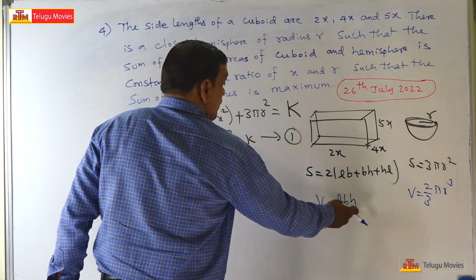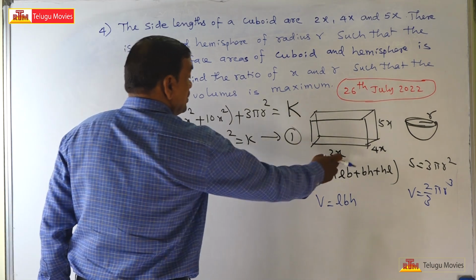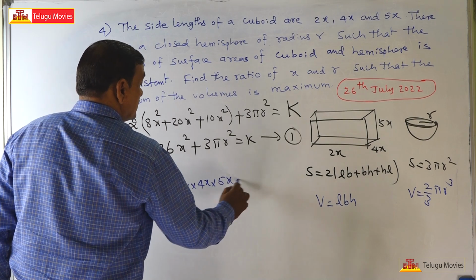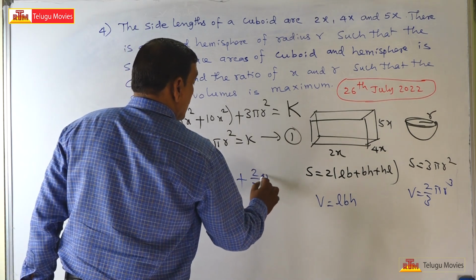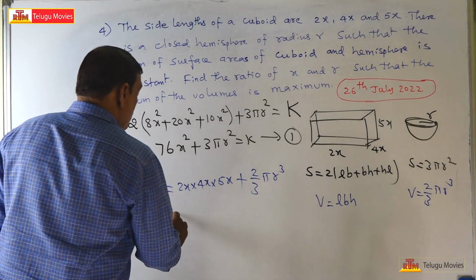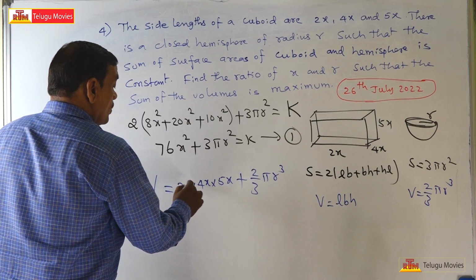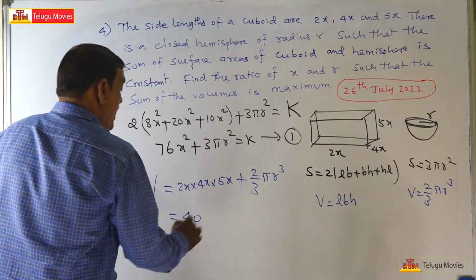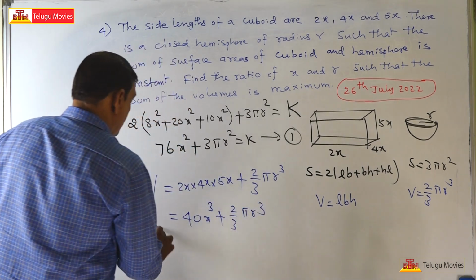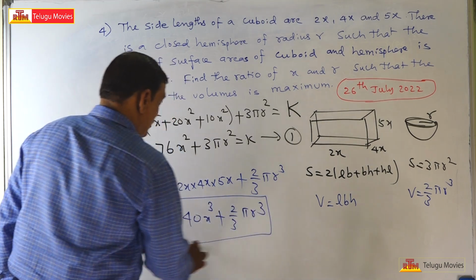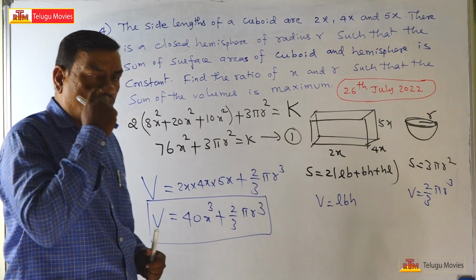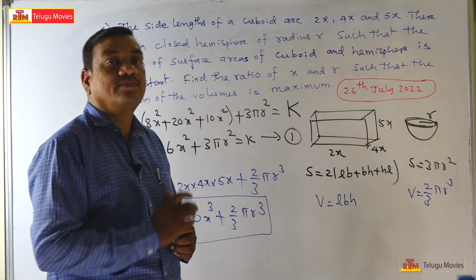The cuboid volume is length into breadth into height, which is 2x into 4x into 5x, plus 2/3 pi r cube. Understand here? So this is equal to 40x cube plus 2 by 3 pi r cube. So this is your maximize function. This function you have to maximize. Here x is a variable, r is also variable. So here the problem begins.